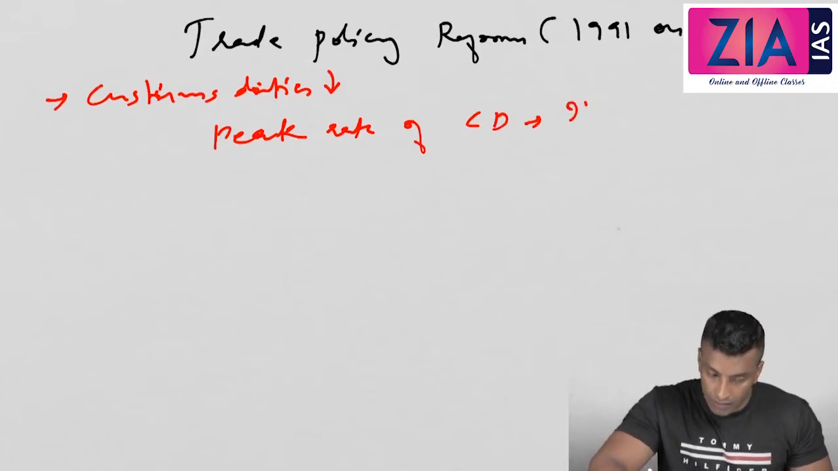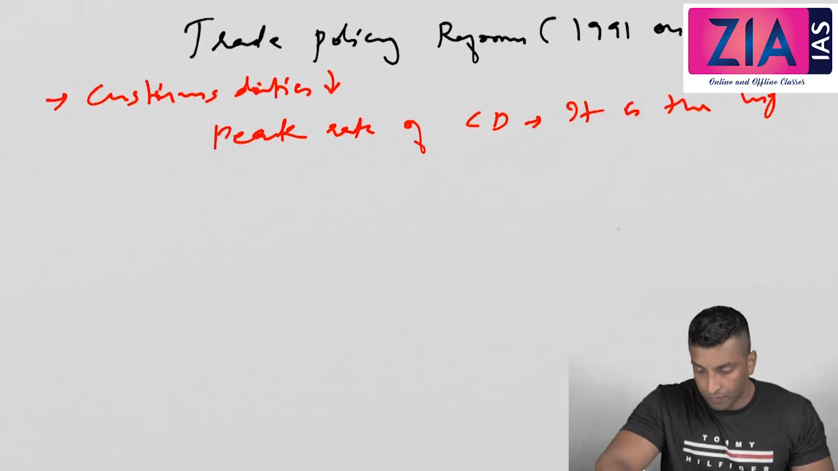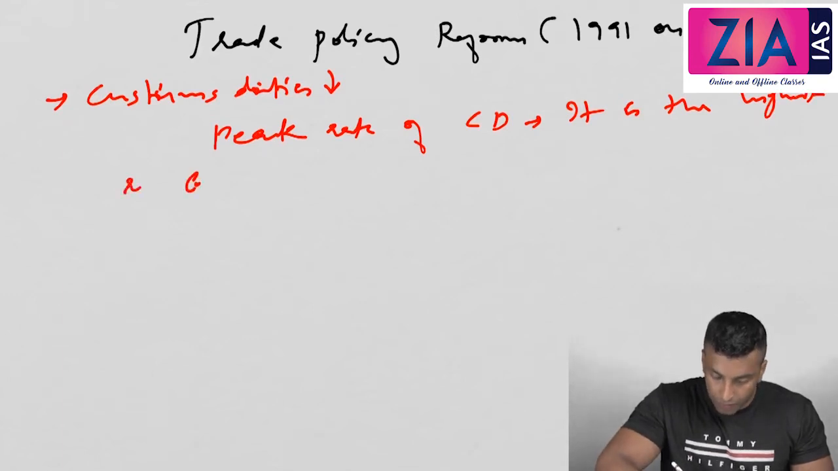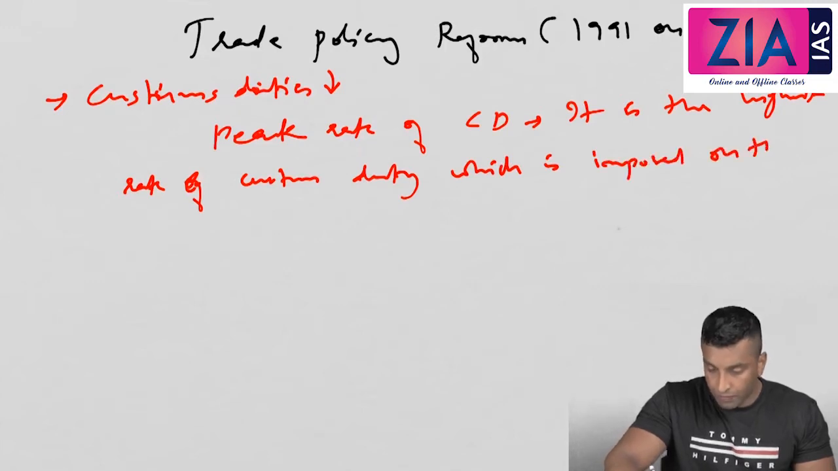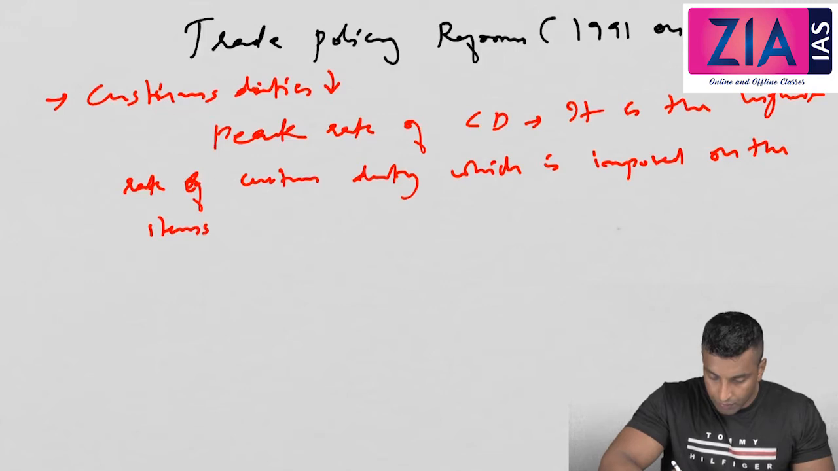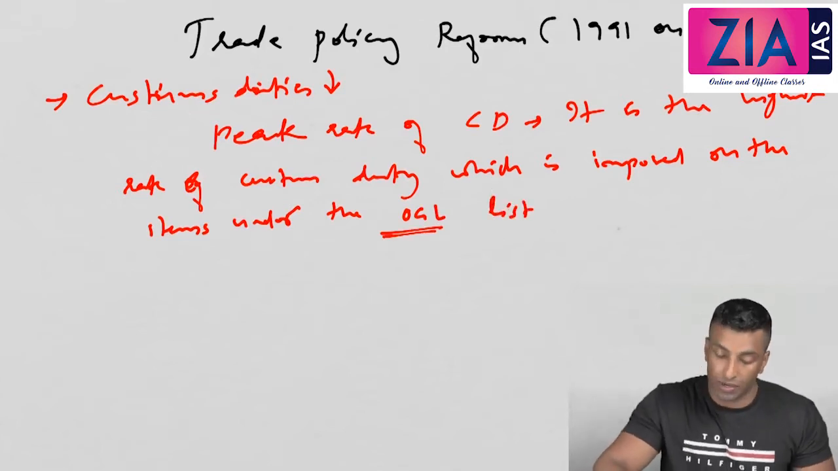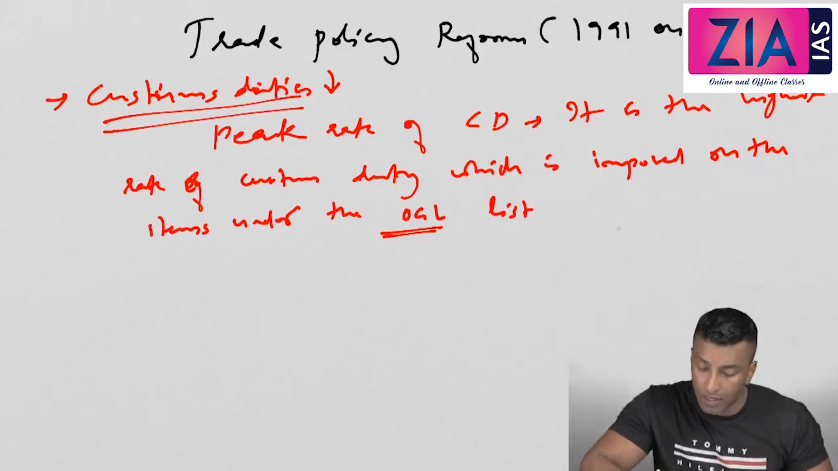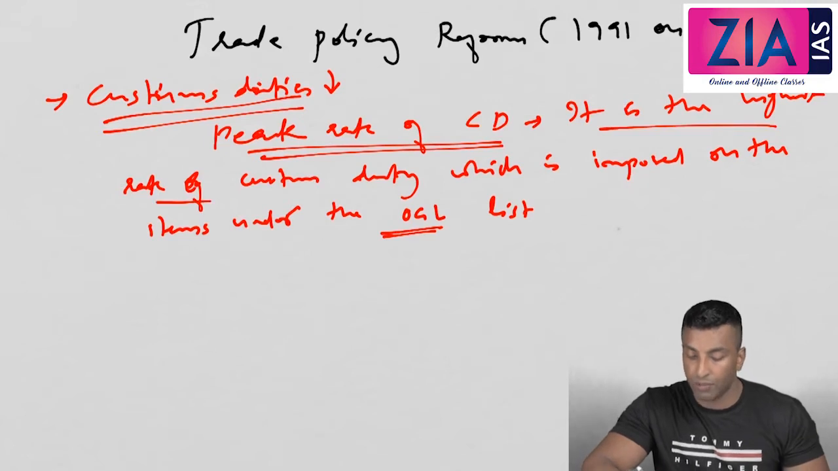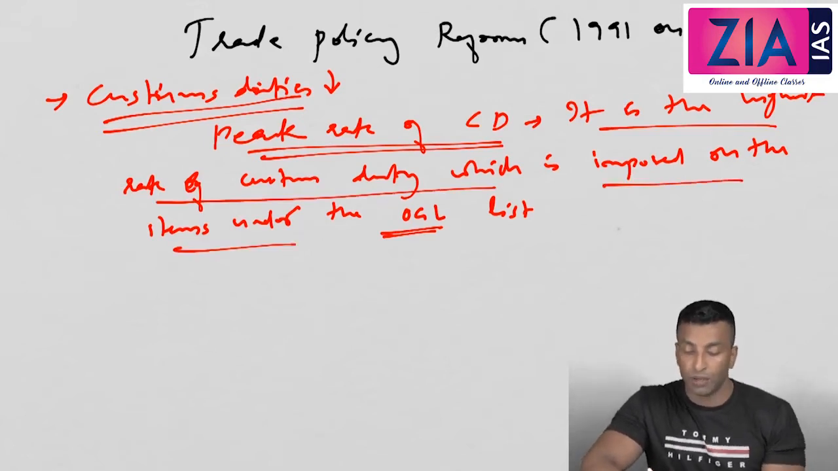what is that? It is the highest rate of customs duty which is imposed on the items under the OGL, Open General License list. Okay, OGL is Open General License list. So you can see customs duties have been reduced drastically. The peak rate of customs duty is the highest rate of customs duty imposed on the items under the OGL list.